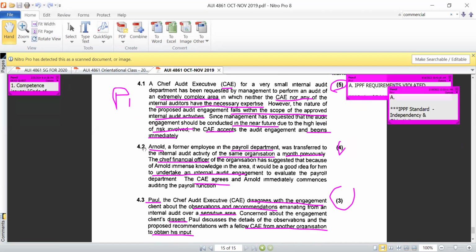In question 4.2, we are told that Arnold, a former employee in the payroll department, was transferred to the internal audit activity of the same organization a month previously. The chief financial officer of the organization has suggested that because of Arnold's immense knowledge in the area, it would be a good idea for him to undertake an internal audit engagement to evaluate the payroll department. The chief audit executive agrees, and Arnold immediately commences auditing the payroll.